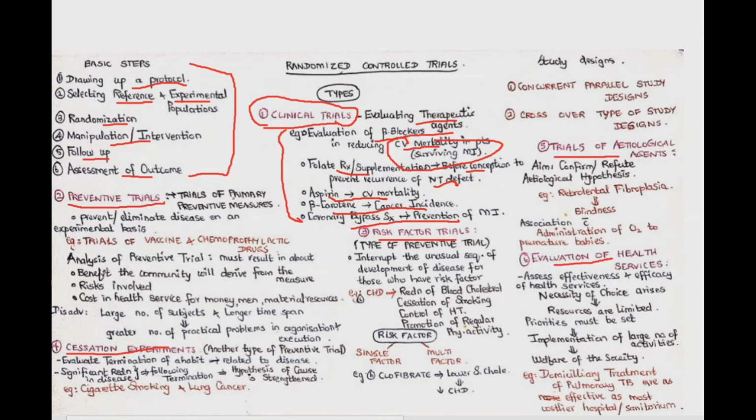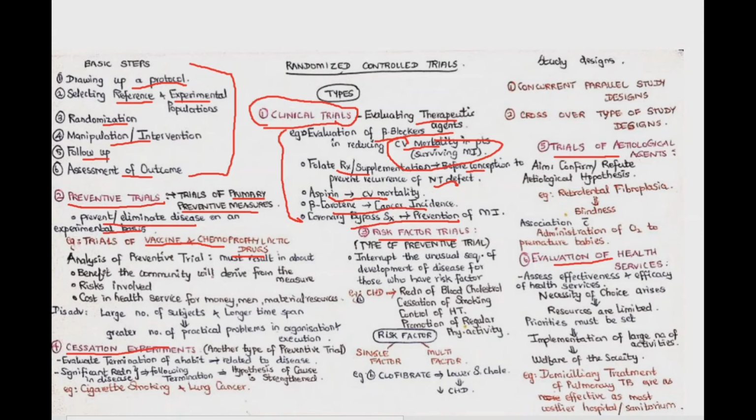Preventive trials are mainly primary preventive measures. This is mainly to prevent or eliminate a disease on an experimental basis. Okay, so examples are vaccines and chemotherapeutic drugs. So vaccines and chemotherapeutic drugs come under this preventive trial.